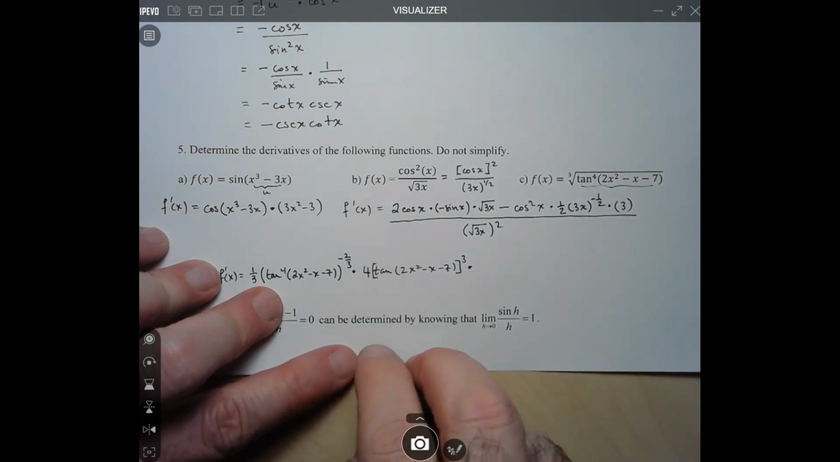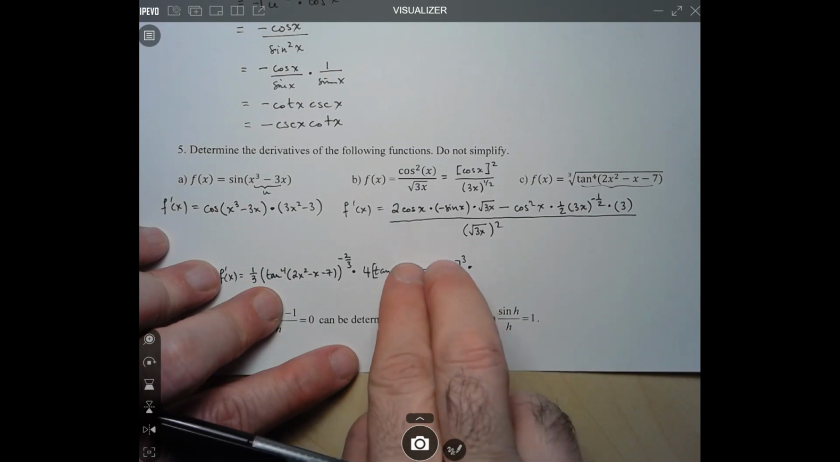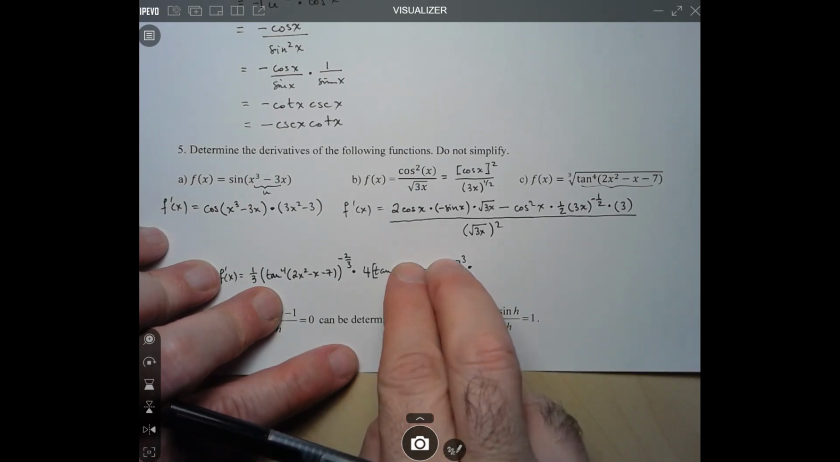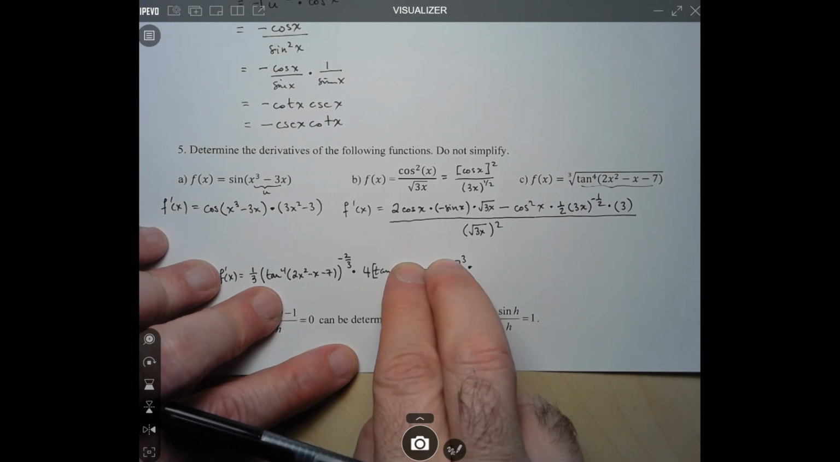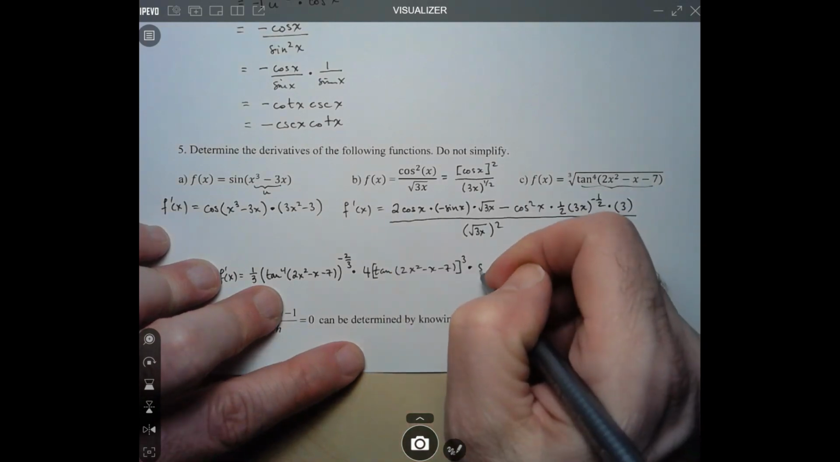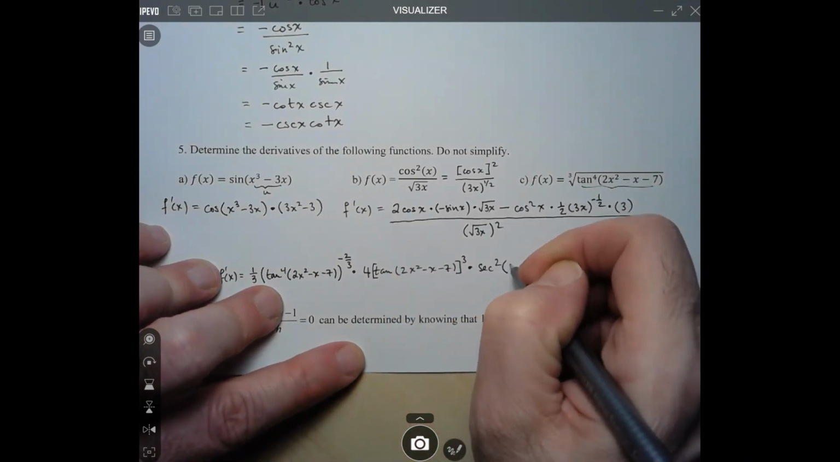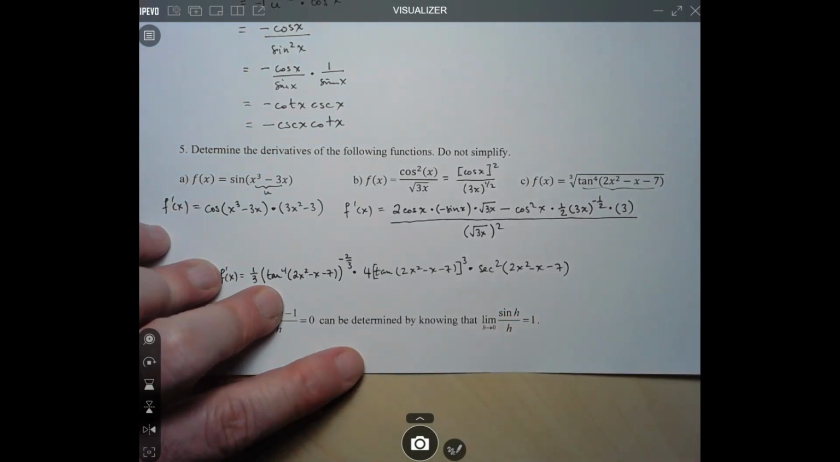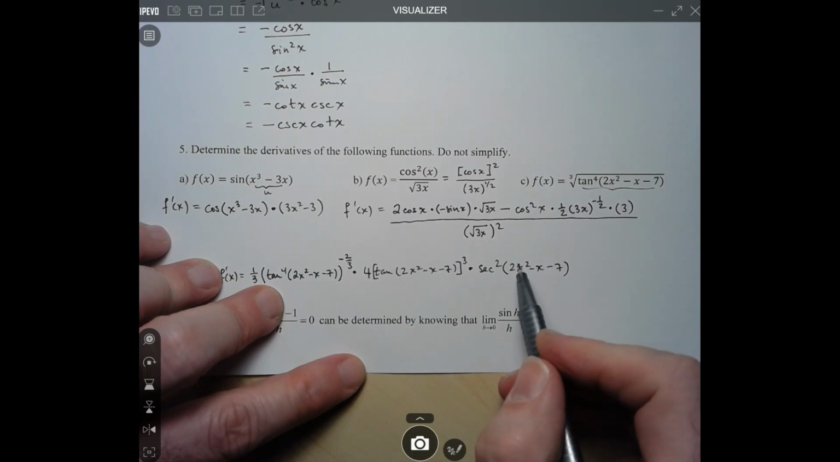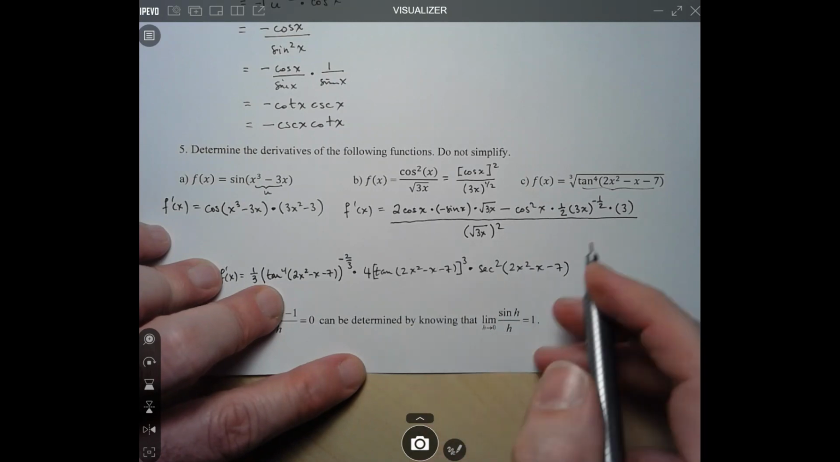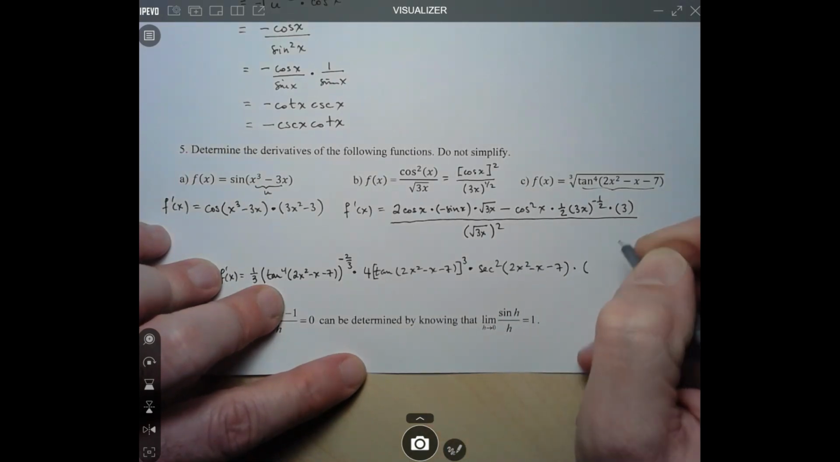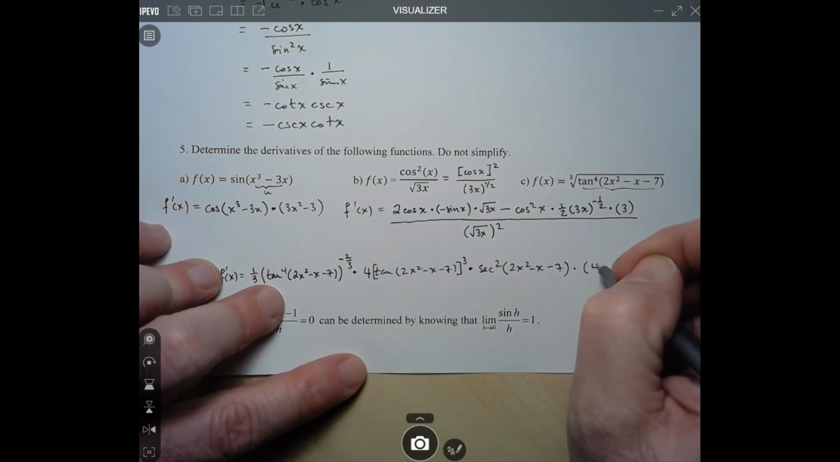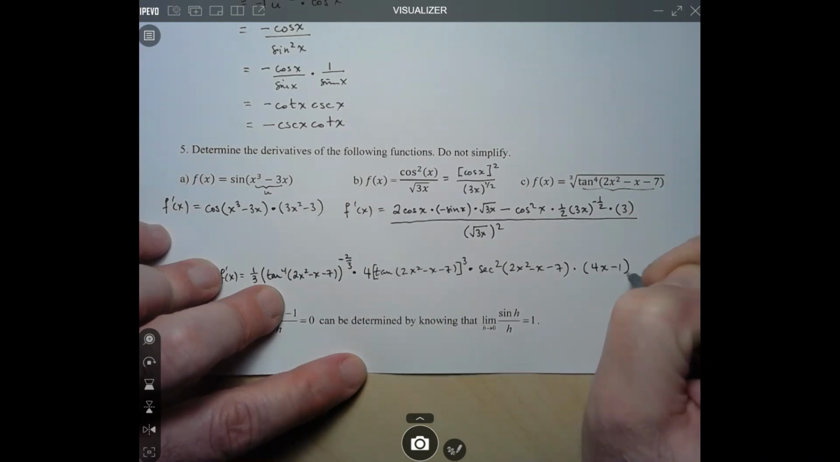But again, I have to use the chain rule again because it's like taking the tangent of w. What is the derivative of the tangent of w? Well, it's just secant squared of w. And then finally, we get to the last derivative we have to take. That last inside function is the derivative of 2x squared minus x minus 7, which is just 4x minus 1.